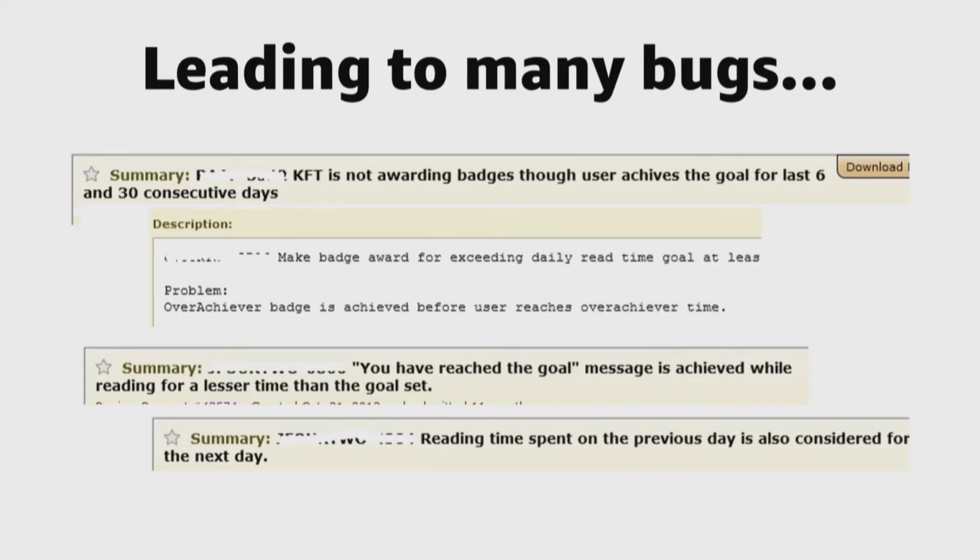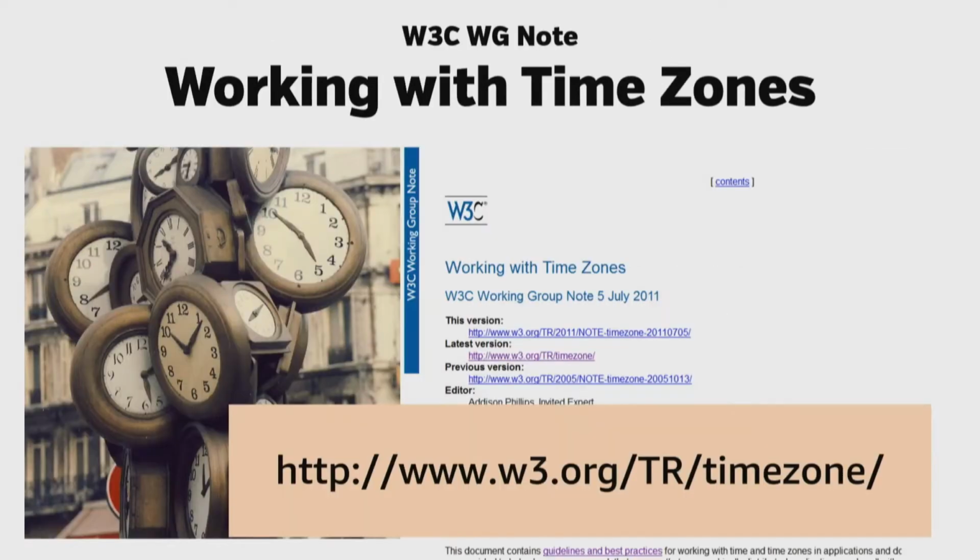So dates and times are mixed in through this whole application, and what happened was I saw lots of bugs like this. FreeTime is not awarding badges even though the user achieved the goal. The "You reached your goal" message was delivered even though the person hadn't finished their goal. Lots of this kind of thing, and I was explaining to developers how dates and times work in Java and the mistakes that they were making, and as I say, I was doing it a lot, and so ultimately I ended up making a presentation and documentation out of it.